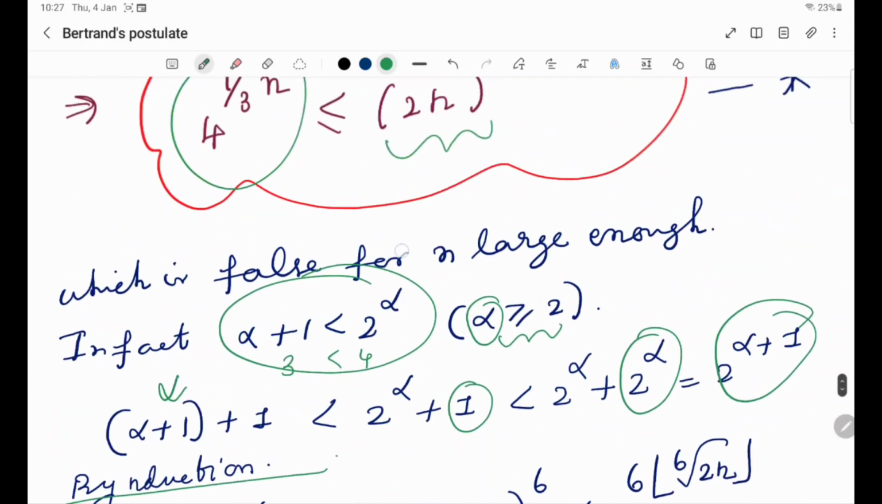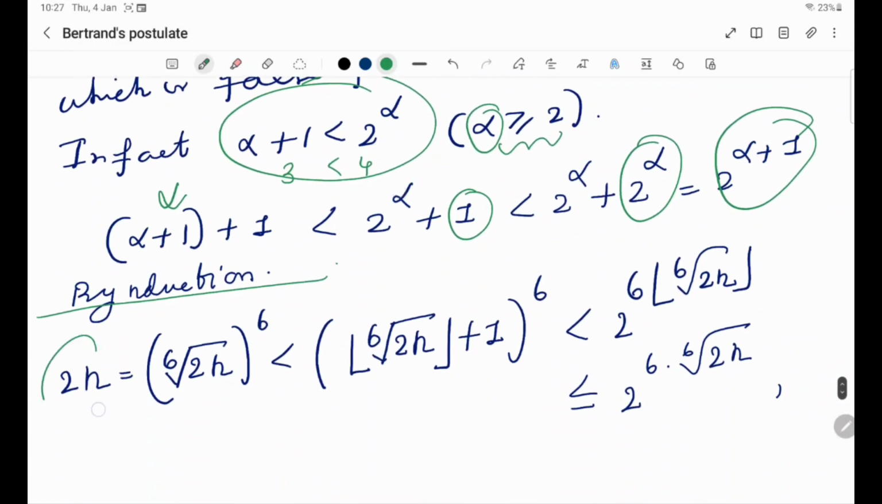Now you look at 2n. You write 2n is equal to the 6th root of 2n raised to 6. That's not very difficult, right? Which is of course less than the floor function of the 6th root of 2n, plus 1, raised to 6. Why? Because we have already proved this case before. So using that, I can write that.